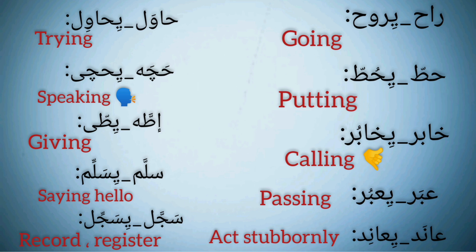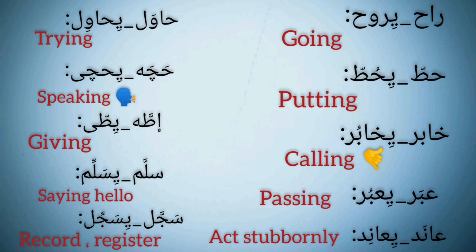And the next one is حط يحط. خابر يخابر. Called and calls. عبر يعبر. عاند يعاند. Acted stubbornly and acts stubbornly. And عاند and يعاند are not adjectives, and these are verbs. And as you know, it basically means when you're determined to do something and you refuse to do anything else.